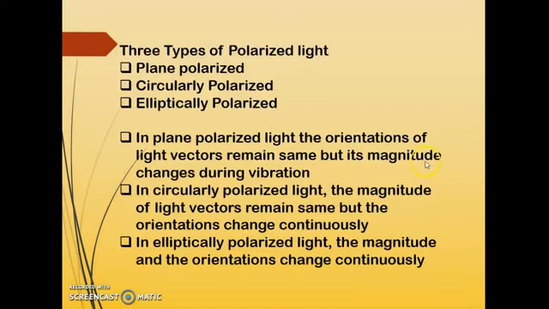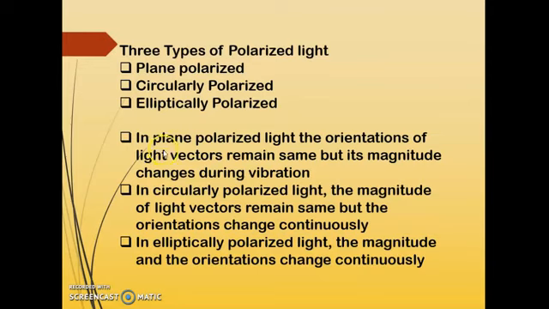Now, there can be three types of polarized light. First one, as you have already studied just now, is plane polarized light. The second one will be circularly polarized light, and the third one is elliptically polarized light.